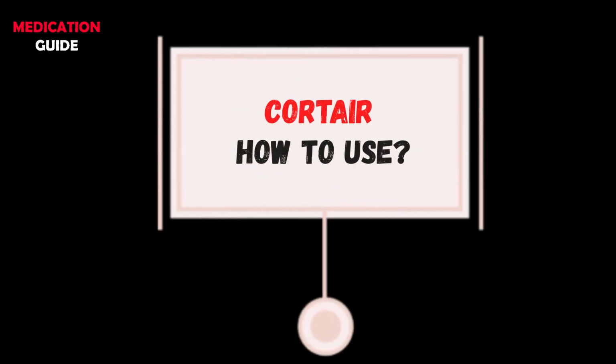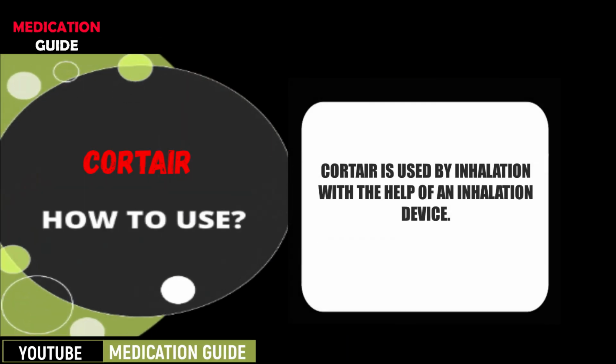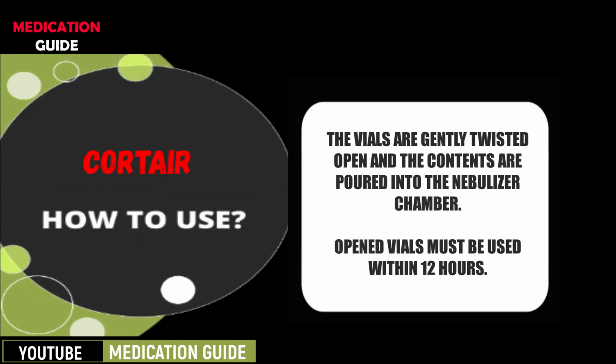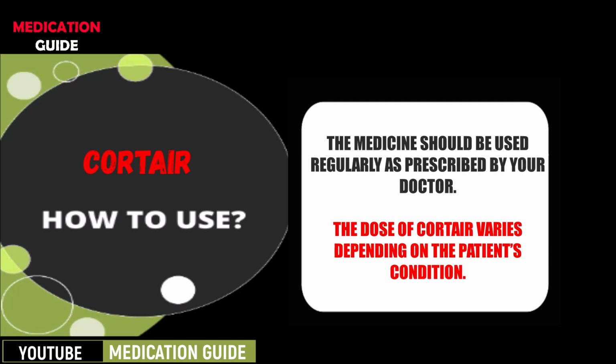How is CORTAIR used? CORTAIR is used by inhalation with the help of an inhalation device. The vials are gently twisted open and the contents are poured into the nebulizer chamber. Opened vials must be used within 12 hours. When breathing through the face mask of the device, the medicine reaches the lungs through the airways. The medicine should be used regularly as prescribed by your doctor.